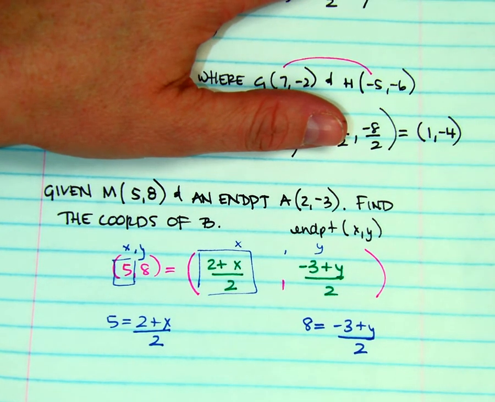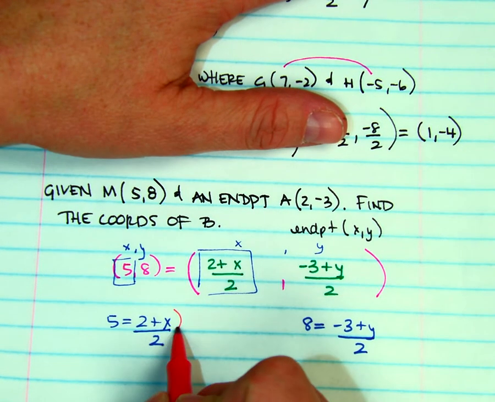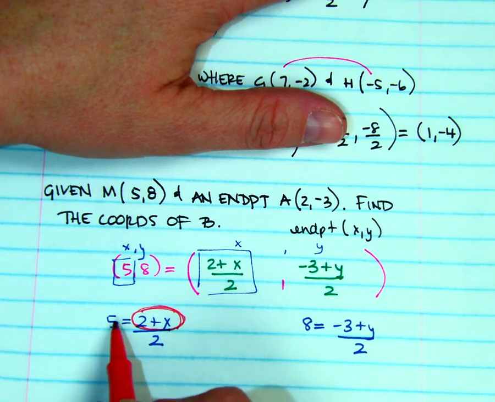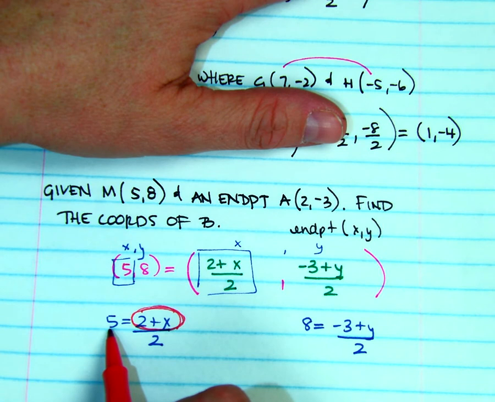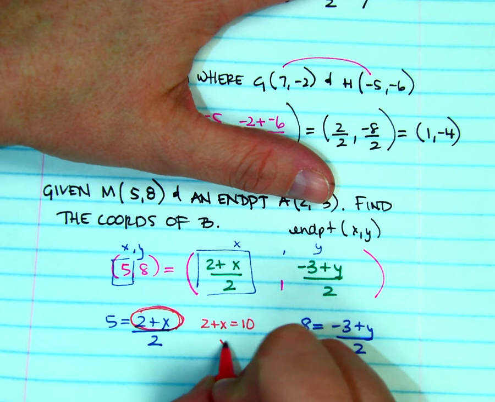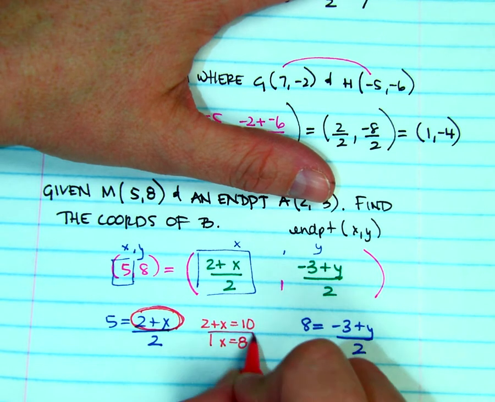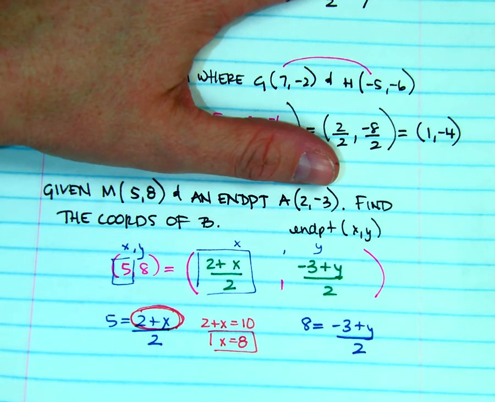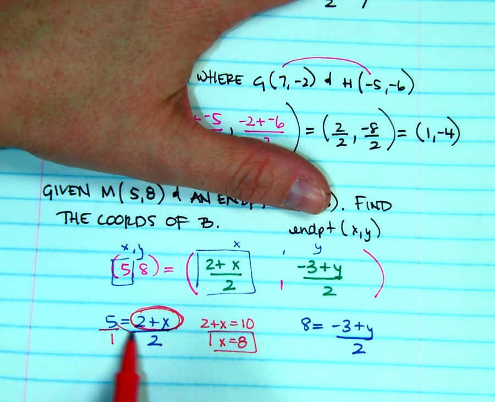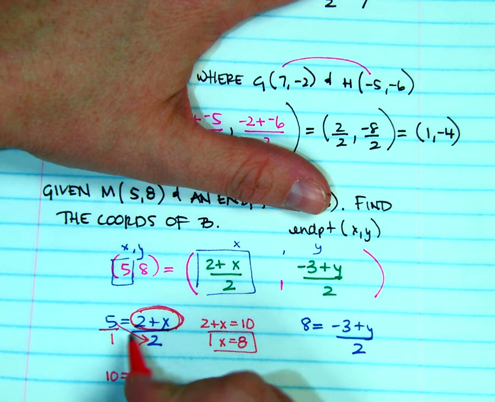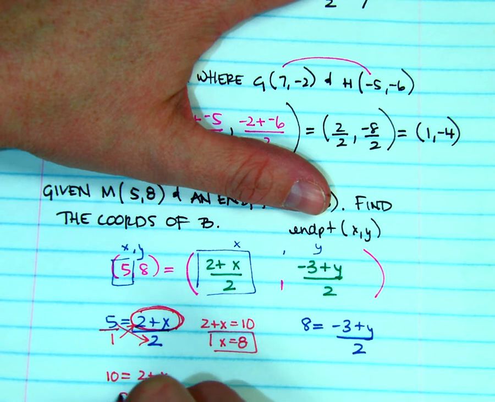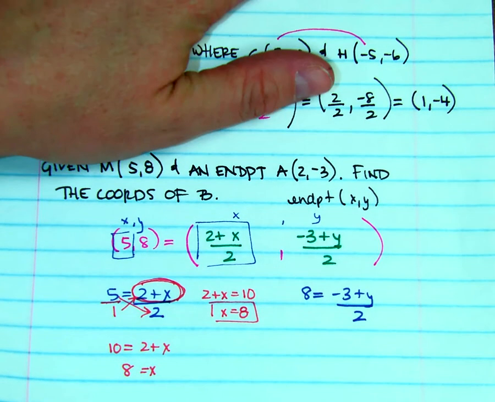You can do these a couple different ways. You can think of it in general terms: what number divided by 2 gives you 5? The answer would be 10. So 2 plus x should equal 10. Doing your algebra, x would equal 8. Or you can also look at it as a proportion. So I have 5 times 2 is 10. That should equal 1 times 2 plus x, which is 2 plus x. Either way, you're going to get x to equal 8.